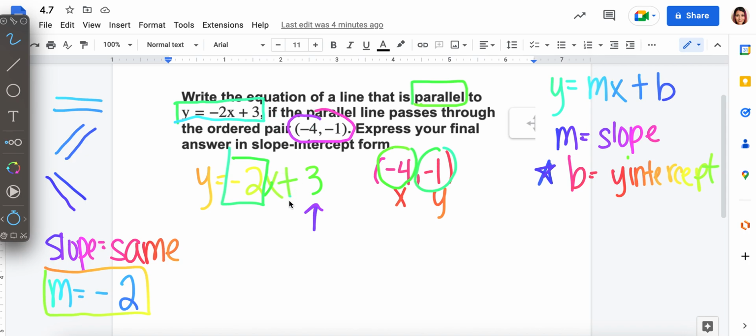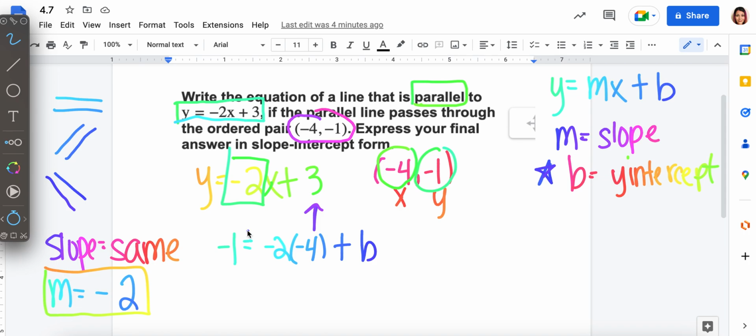We're going to substitute in what we know about y equals mx plus b. So instead of writing y, we're going to write -1 because that's our y coordinate value. And instead of writing m, which is our slope, we're going to write -2. And instead of writing x, we are going to write -4. And we don't know our y-intercept. That's what we're trying to figure out, because to write in slope-intercept form, you have to know the slope and y-intercept. So we are going to solve this.